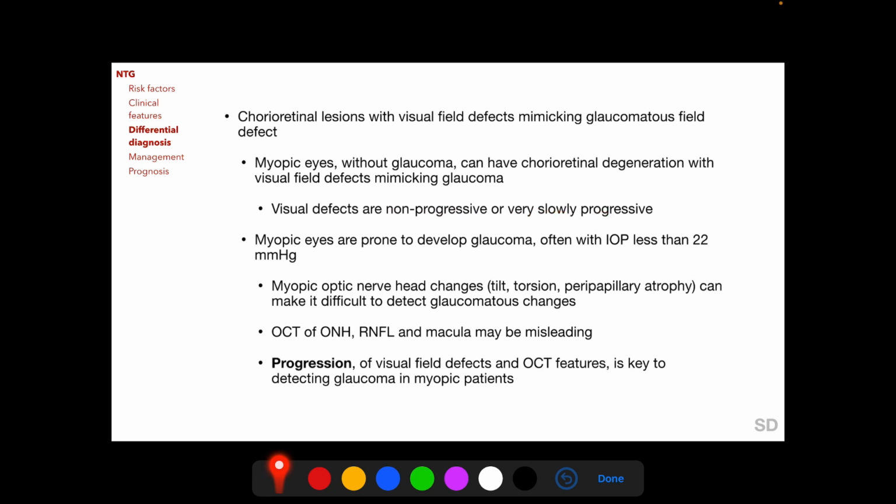On the other hand, myopic eyes are prone to develop glaucoma, often with IOP less than 22 mm of mercury. And in addition, myopic optic nerve changes such as tilt, torsion, and peripapillary atrophy can make it difficult to detect glaucomatous changes.